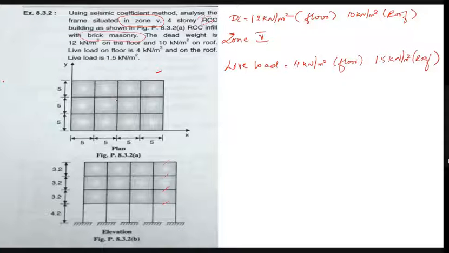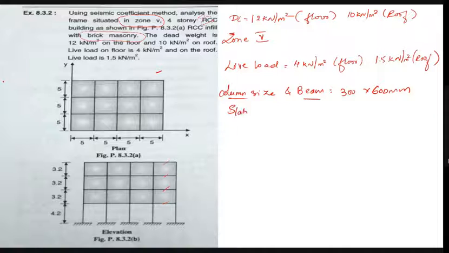He has given the column size. Column size and beam size are same. Okay, it is 300 by 600 mm. See here he has given the size of the column and beam. Next one we will take slab. Slab thickness he has given say 150 mm.